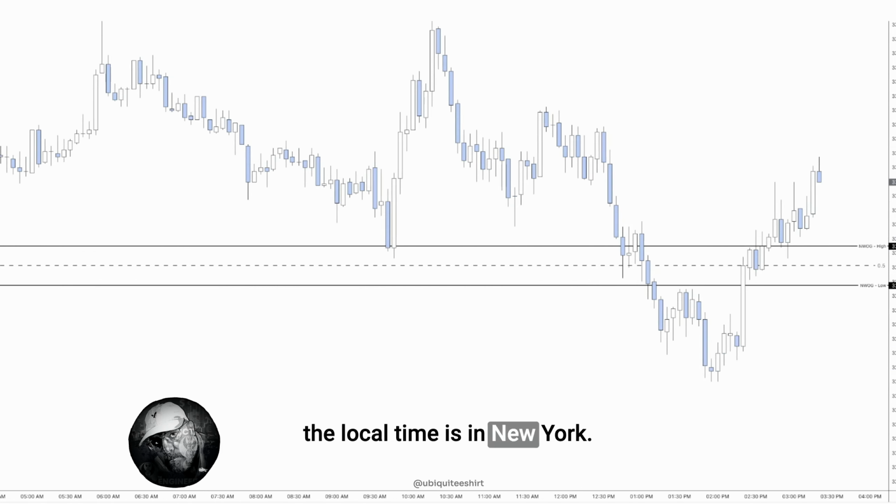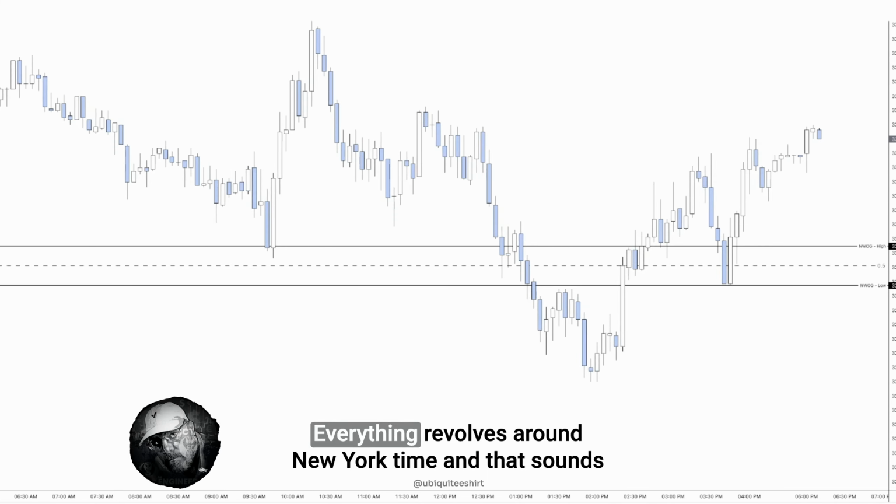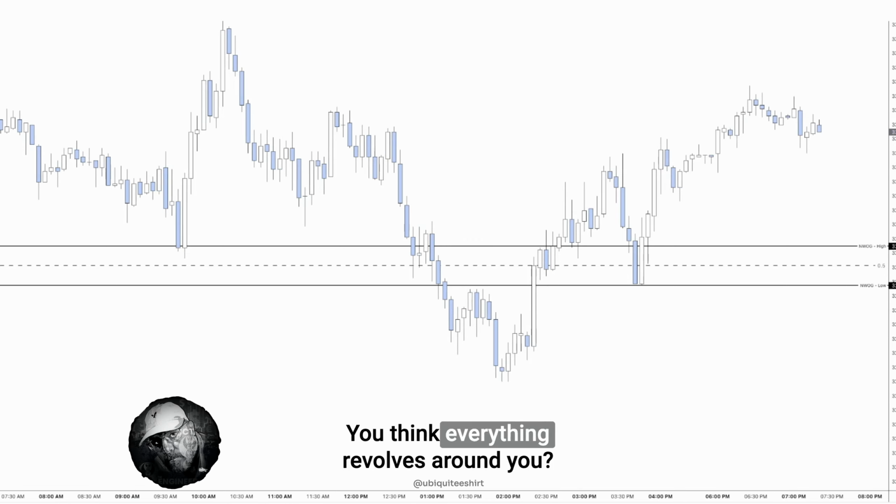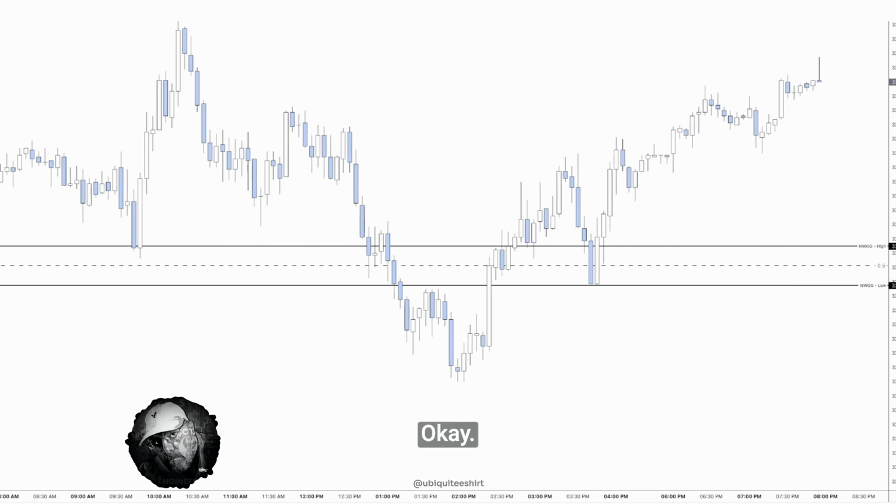That's why you need to have a clock set to New York time, and your TradingView charts should be defaulted to New York time. Everything revolves around New York time. I know it sounds like a typical American thing. "Oh, you guys are arrogant. You think everything revolves around you." Well, the markets do. Okay, and that's just the way it is.